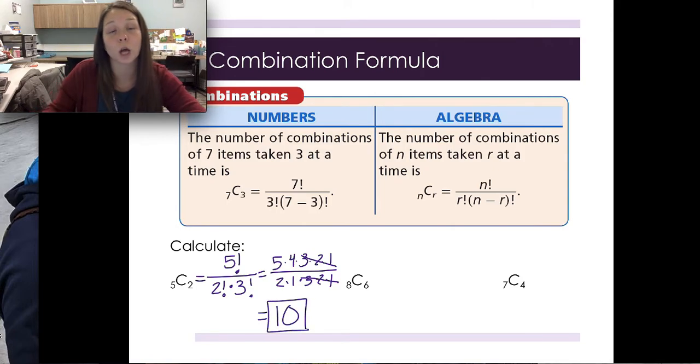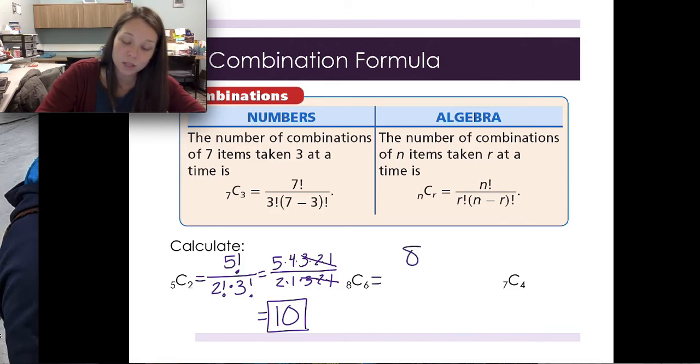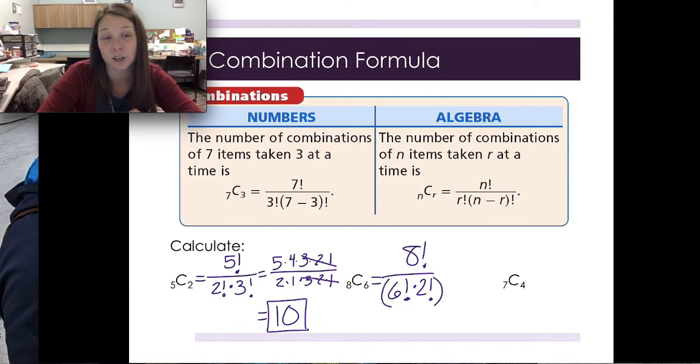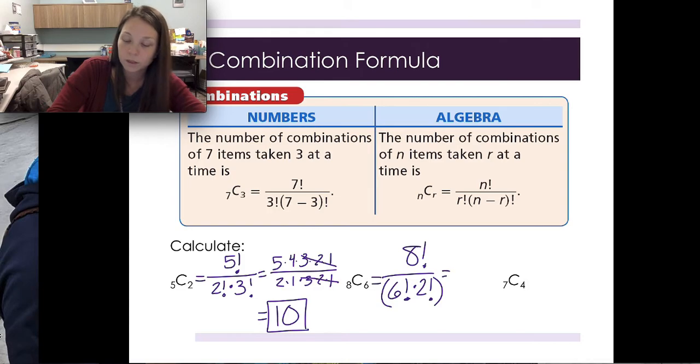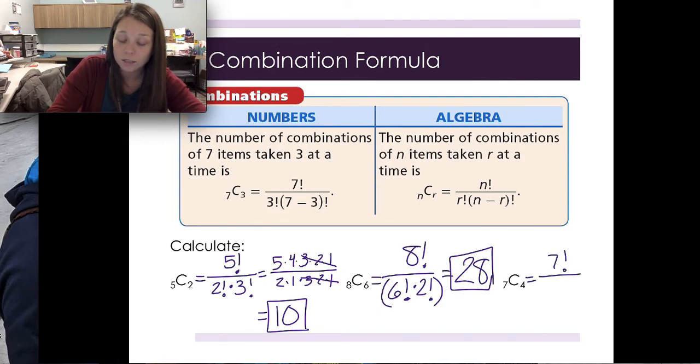You'll notice that all of your combinations will give you much smaller numbers than your permutations because, again, we don't care about order. 8 combination 6 means I'm going to take 8 factorial divided by 6 factorial times 2 factorial. If you've learned about the factorial button and you're typing everything into the calculator at once, I caution you that your denominator needs to be wrapped in parentheses. And this would give you 28. 7 combination 4 is 7 factorial divided by 4 factorial times the difference, which is 3 factorial, to give us an answer of 35.